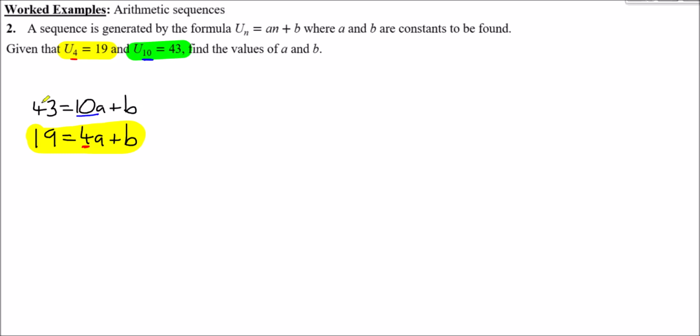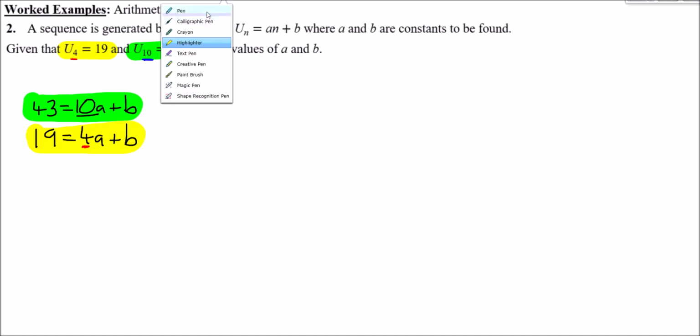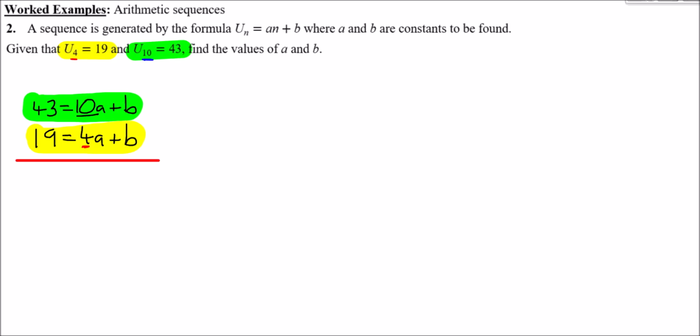So now what we have is actually a very simple simultaneous equation to solve. And so what we need to do here is just subtract one from the other. So if we subtract the top from the bottom, 43 take away 19 gives 24, 10a take away 4a gives us 6a, and the b's cancel. So 24 equals 6a, therefore a equals 4, which we now substitute back into either the blue or the yellow.